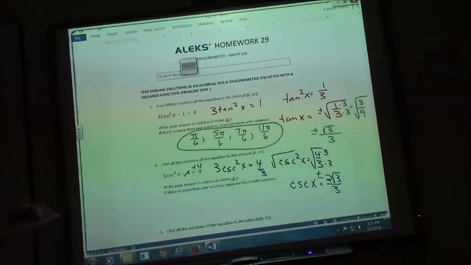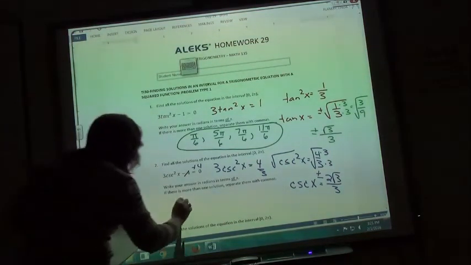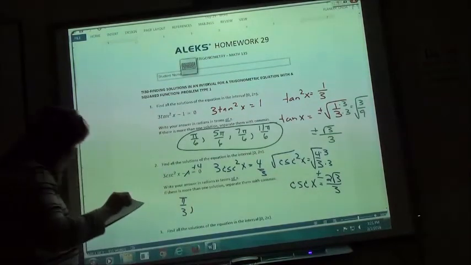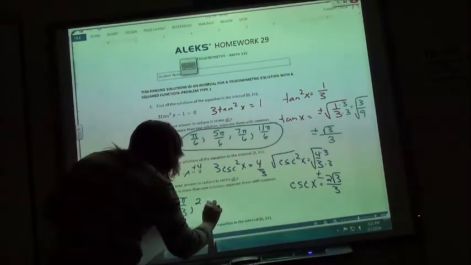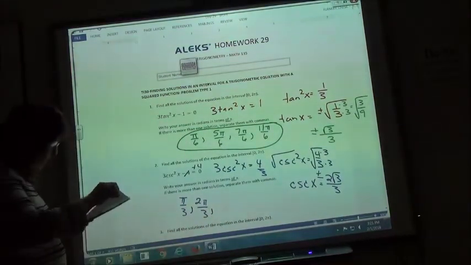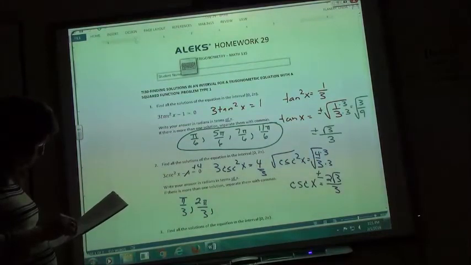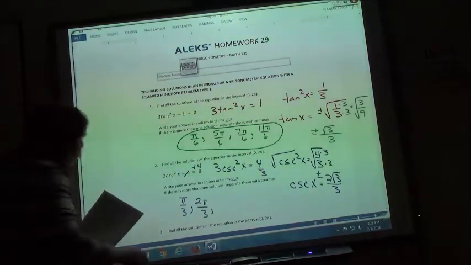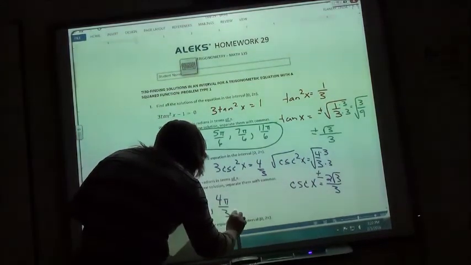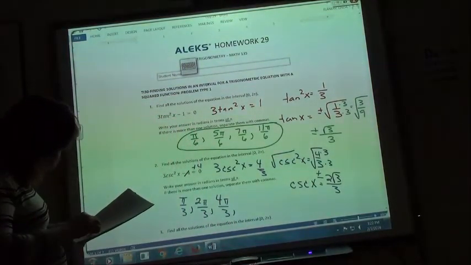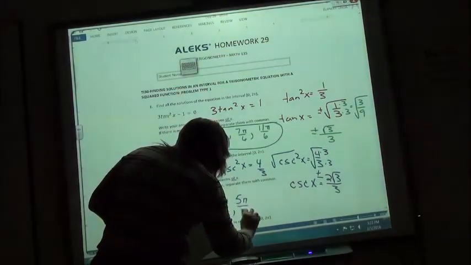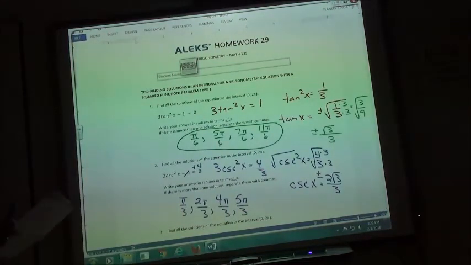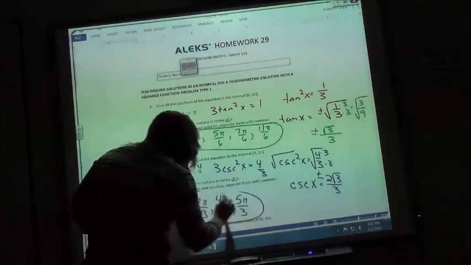Under my cosecant column, so 2 square root of 3 over 3 is at pi over 3. Under my cosecant column, I also have 2 pi over 3. Then I have a negative 2 square root of 3 over 3 at 4 pi over 3. And if I look under my cosecant column, negative 2 square root of 3 over 3 is at 5 pi over 3. So I have pi over 3, 2 pi over 3, 4 pi over 3, and 5 pi over 3 for my 4 answers.